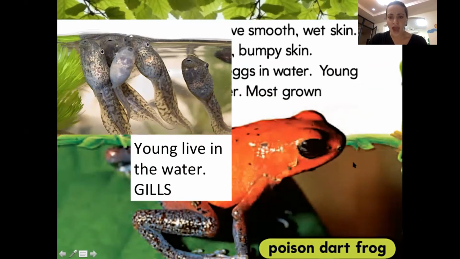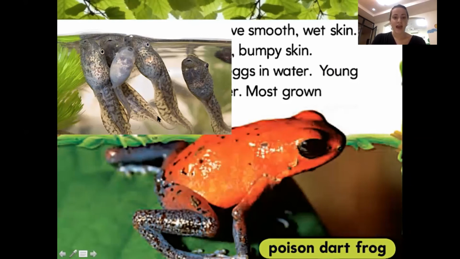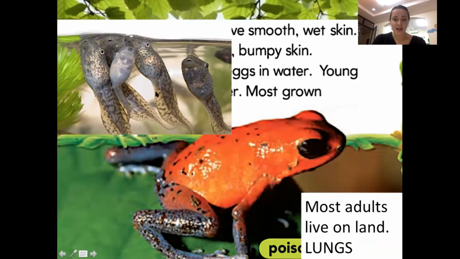What other animal has gills? Alex? I'm not sure. You're not sure? That's okay. How about Puppy? The fish have gills. Good. Fish have gills. Then when they get older, they turn into this frog. And the adult lives on land and has lungs like we do. Lungs. So amphibians have two parts of their lives. One in the water with gills and one on land with lungs.